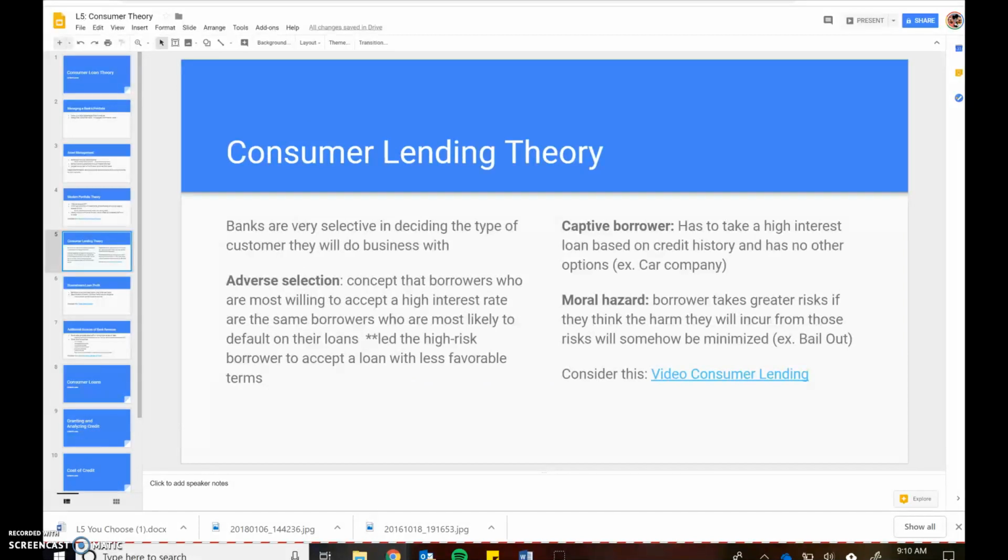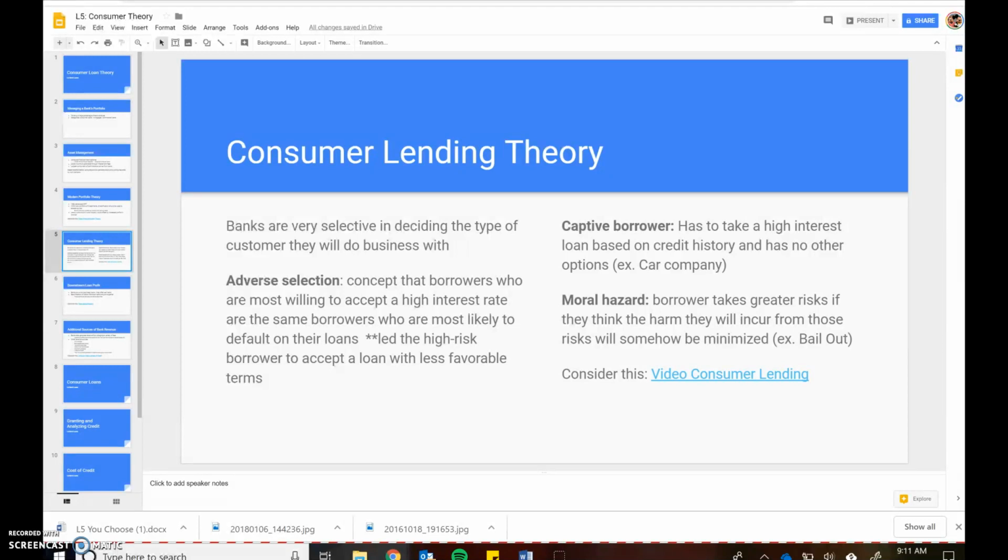Consumer loans take up a good percentage of the bank's loan portfolio. Consumers represent a specific market segment for bank loans. Consumer loan theory has evolved as part of the methodology for developing profitable consumer loan portfolios. Here are a few examples that we're going to go over.